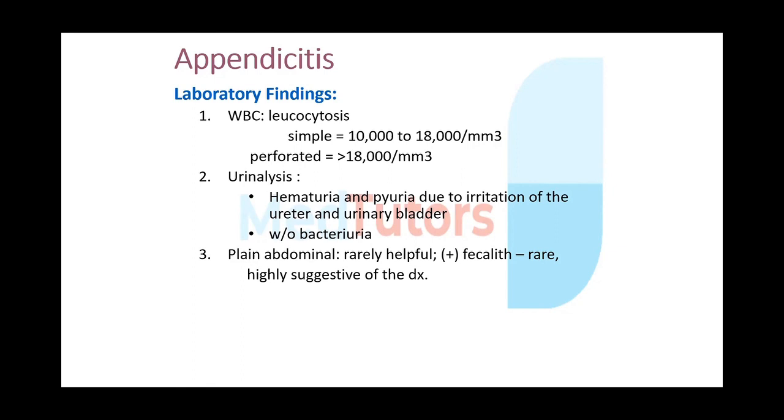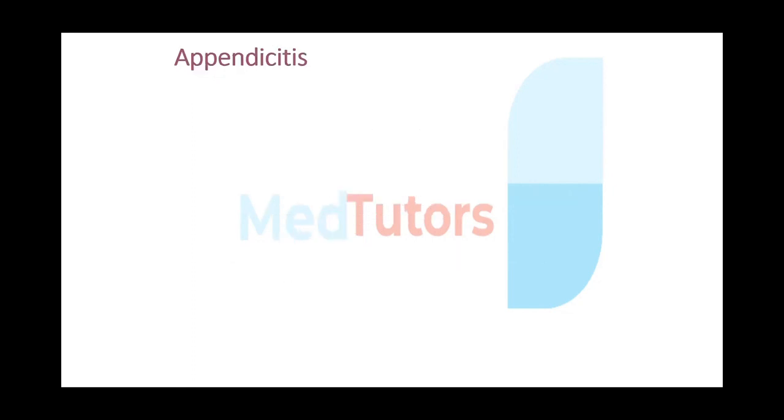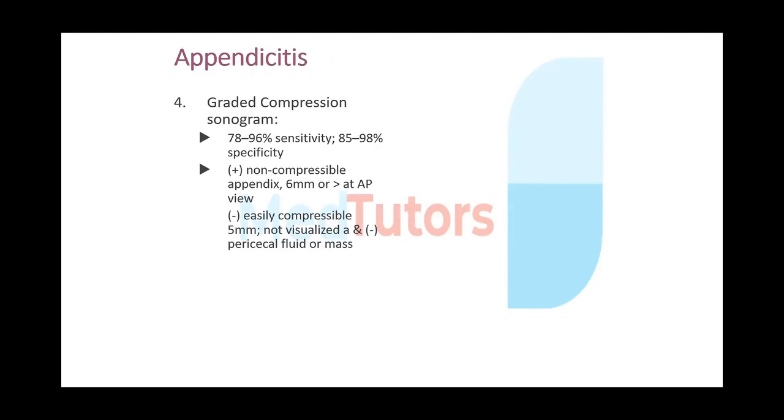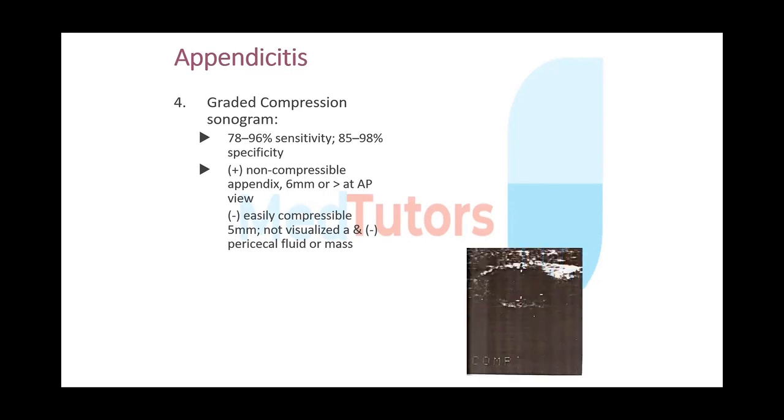Now, plain abdominal X-ray. They may show fecalith. It's rarely helpful and it's not routinely requested in a patient with acute appendicitis. It may show fecalith, which is highly suggestive of acute appendicitis. Okay?